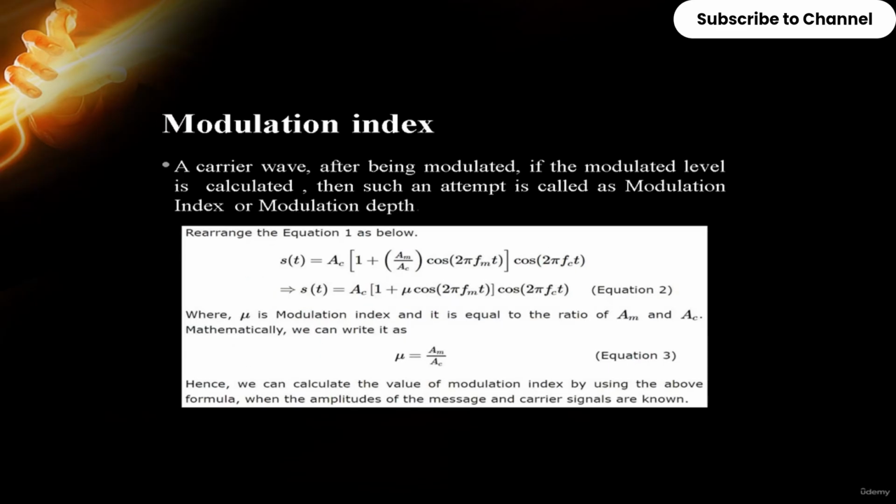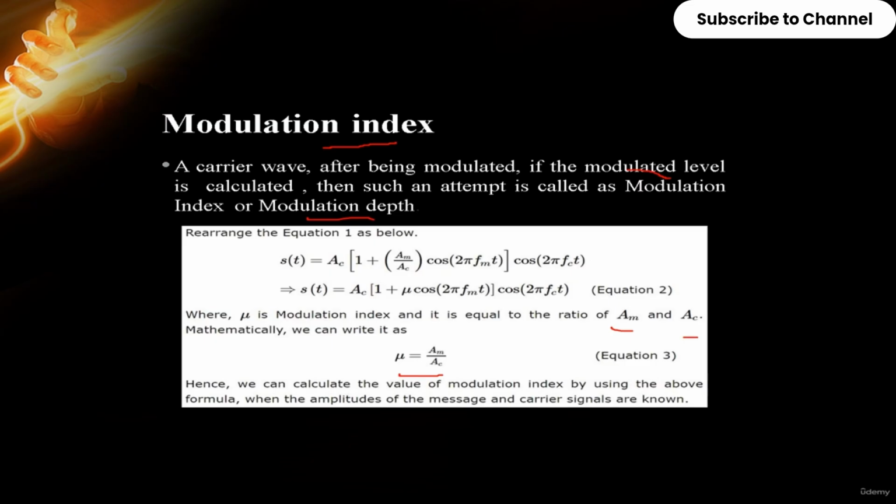And then a modulation index is used. So what is a modulation index? The modulation index is used to calculate the level of modulation, the modulation depth, how much it is getting modulated. It is given by mu, which is denoted as the ratio of Am and Ac.